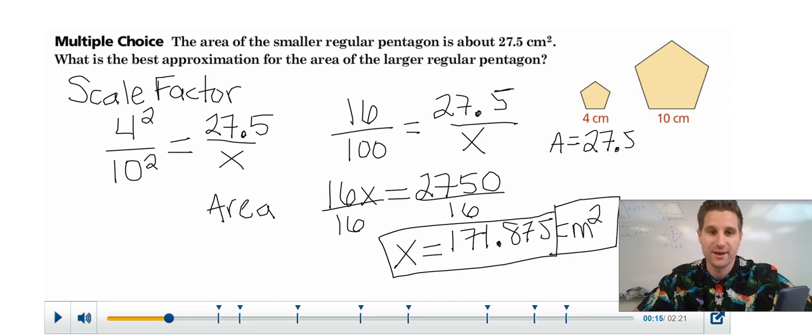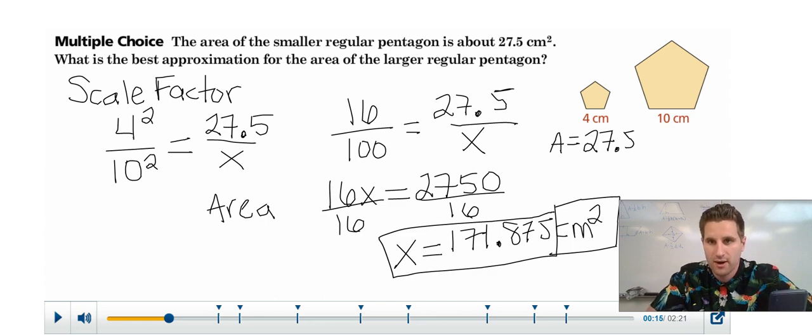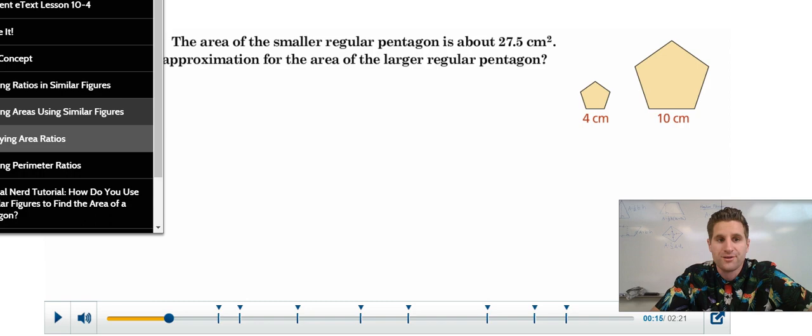Okay? So again, find the scale factor. Make sure it's dealing with areas. We're going to do a squared and b squared. And then we can go ahead and set up a proportion. All right? Moving forward, onward and upward to infinity and beyond.